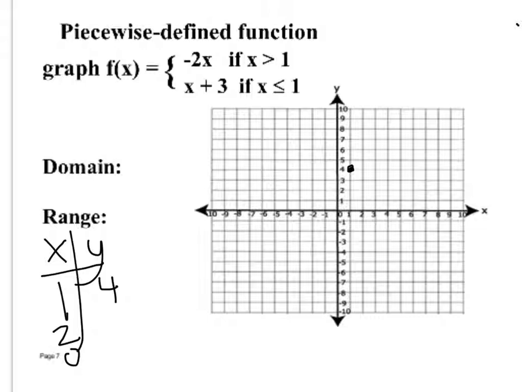So if I picked 2, which one of these do I use? Negative 2x or x plus 3? If I pick 2 for my x, I use negative 2x because this says that x is greater than 1. Is 2 greater than 1? Of course. Yes, 2 is greater than 1. So I use this function. So it would give you negative 4, right? 2 times negative 2. So I go 2, negative 4. That's going to be a point.